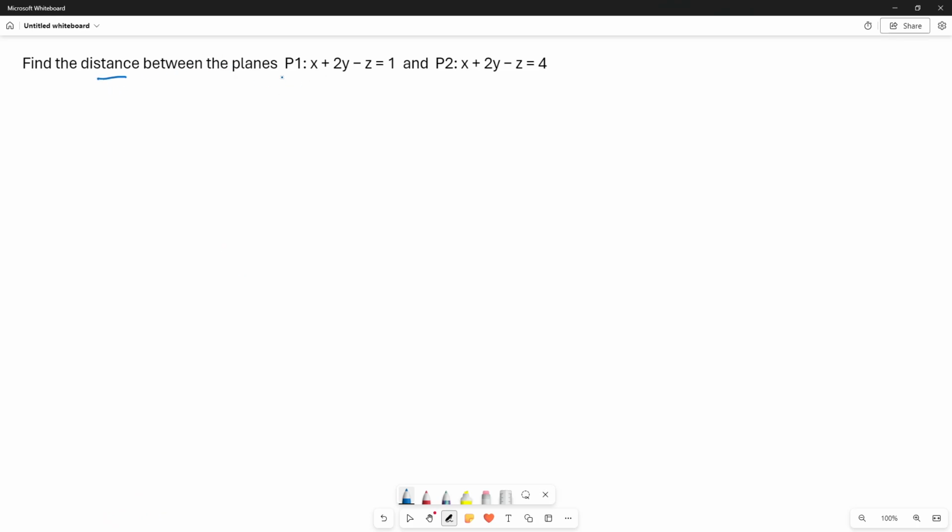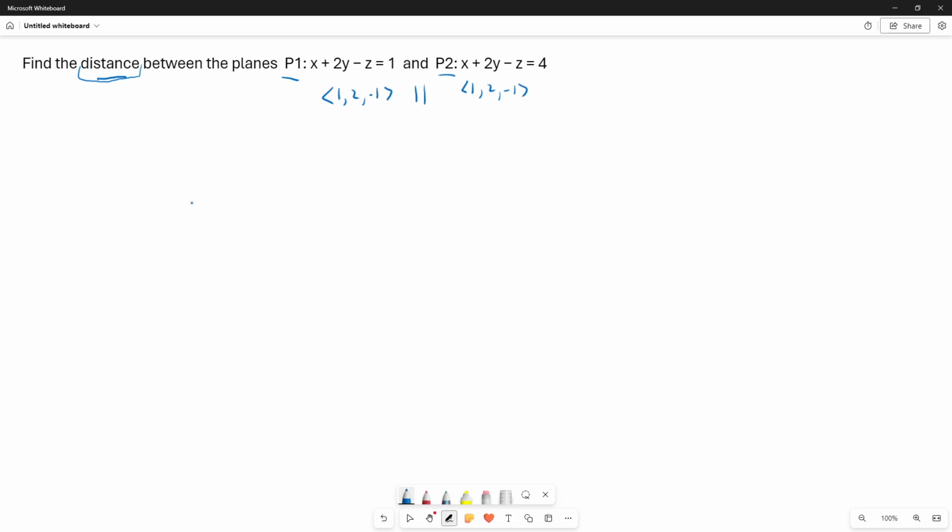Find the distance between two planes. The planes here are parallel. Their normal vectors are 1, 2, -1, and 1, 2, -1, and those two vectors are parallel. In fact, they're identical, but all we need are parallel normal vectors, and then we would have parallel planes, which then have a positive distance between them. If the planes were not parallel, they would intersect, and the distance between them would be 0.